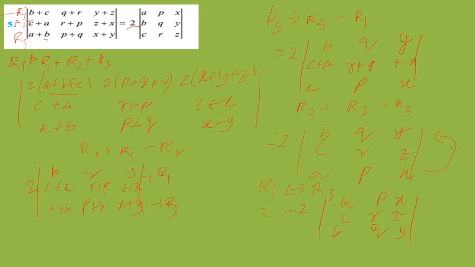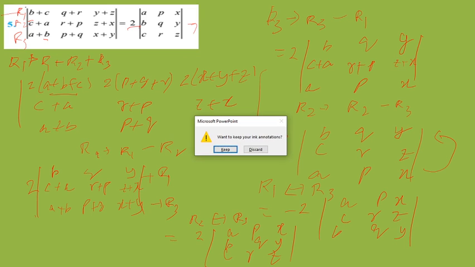Still you have not got your required answer. The required answer should have this one in the second row. The last step is what? I go with R2 goes to R3. One more time, the negative comes out and becomes positive. So A, P and X, and then we have B, Q and Y. Last one is C, R, Z, which is your determinant. I hope you understood. We will end it.